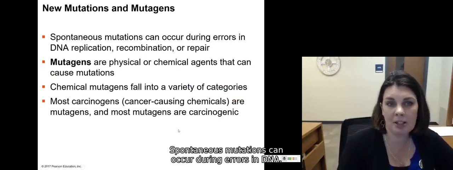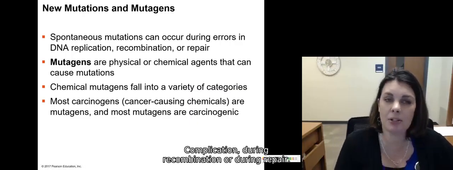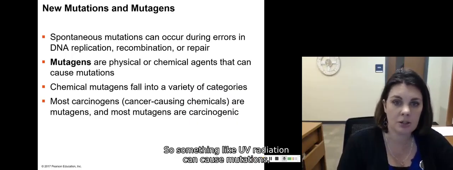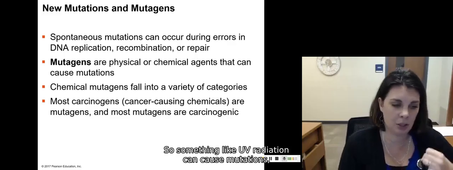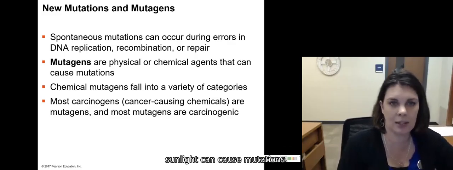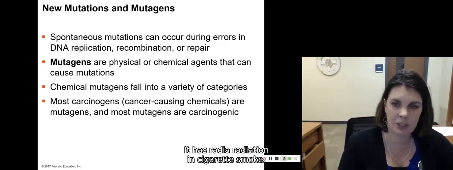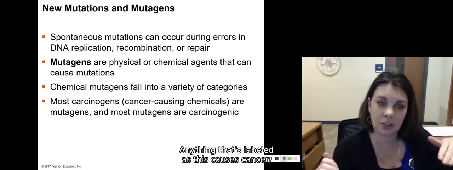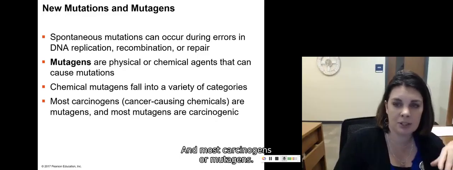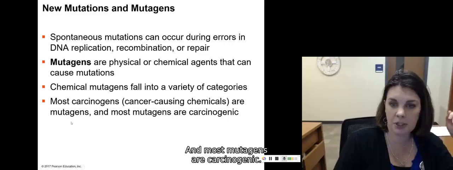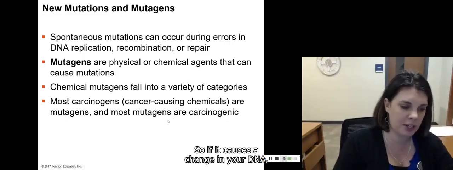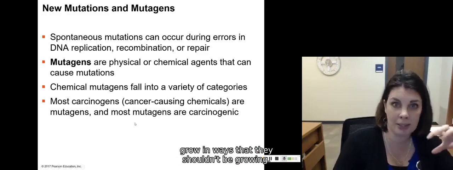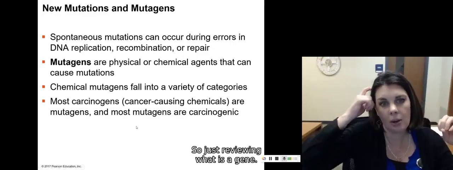Spontaneous mutations can occur during errors in DNA replication, during recombination, or during repair. Mutagens are physical or chemical agents that can cause mutations. So something like UV radiation can cause mutations. Sunlight can cause mutations. It has radiation in it. Cigarette smoke, anything that's labeled as this causes cancer, it is a carcinogen. And most carcinogens are mutagens, and most mutagens are carcinogenic. So if it causes a change in your DNA, it's at risk of causing cancer because you are now allowing cells to grow in ways that they shouldn't be growing.